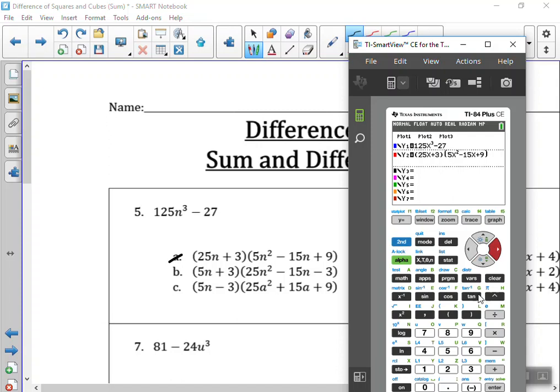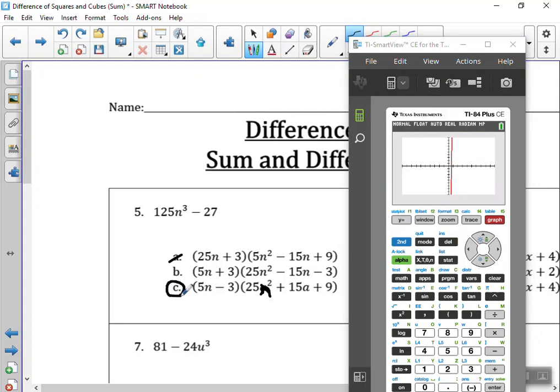All right, so you have 5x minus 3. And then 25. That should have said x here. My bad. X squared plus 15x plus 9. And then when you hit graph, you see how it was blue and then it turned red, which means that the red graph got graphed on top of it. So without a shadow of doubt, it is C.